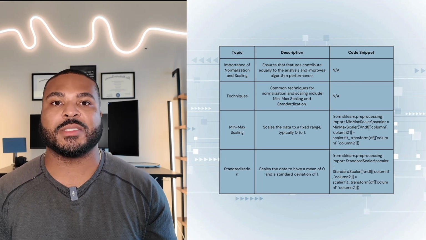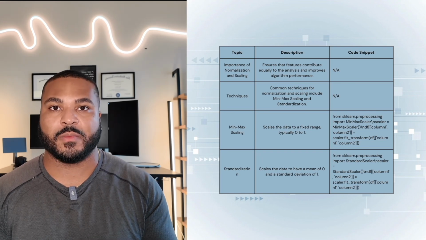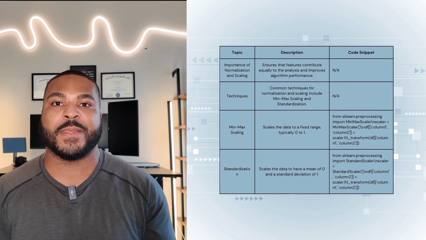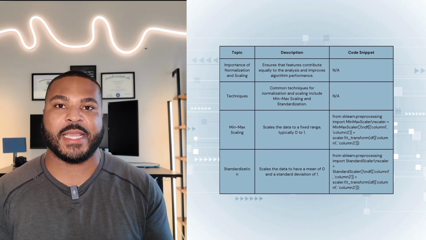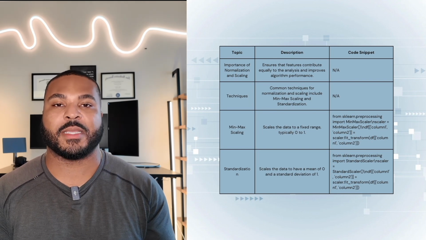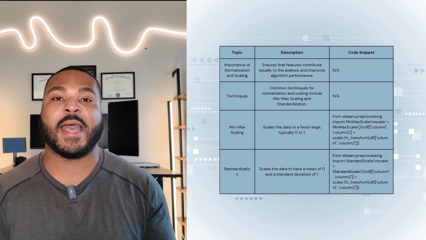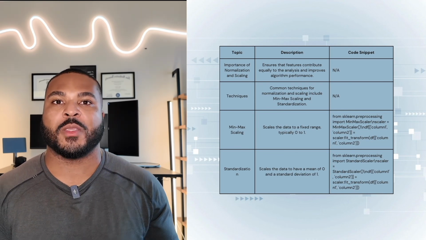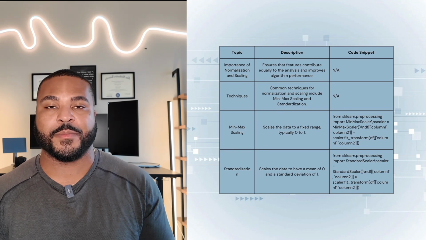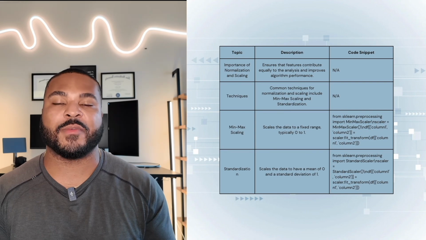Standardization, also known as z-score normalization, scales the data to have a mean of 0 and a standard deviation of 1. This is done by subtracting the mean of each feature and then dividing by the standard deviation. The StandardScaler from scikit-learn can also be used to apply standardization to your data. The code snippet for this standardizes the specified columns to have a mean of 0 and a standard deviation of 1. So by normalizing and scaling your data, you ensure that all features are on a similar scale, which helps improve the performance of machine learning algorithms and the accuracy of your analysis.